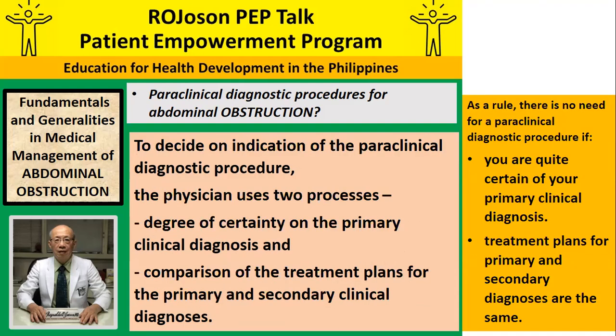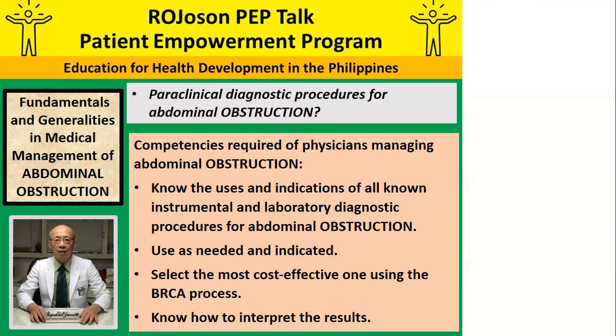So to decide on the indication for a paraclinical diagnostic procedure, the physician uses two processes: the degree of certainty on the primary clinical diagnosis, and comparison of treatment plans for the primary and secondary diagnosis. And as a rule, there is no need for a paraclinical diagnostic procedure if you're quite certain of your primary clinical diagnosis and the treatment plans for the primary and secondary diagnosis are the same.